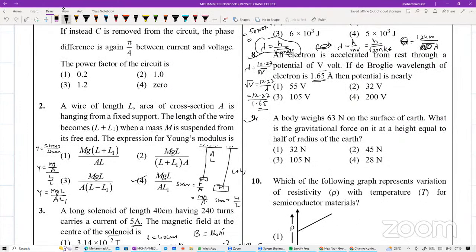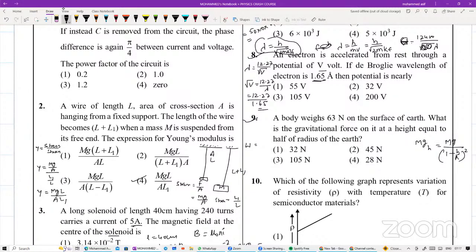Question number 9, gravitation. You can try this one too. A body weighs 63 Newton on the surface of the earth. What is the gravitational force on it at a height equal to half of the radius of the earth? You know that when you are talking about the gravitational force at a certain height, what is the formula at a certain height? g at a certain height will be equal to g divided by 1 plus h divided by R whole square. Multiply this by mass, and that will give me the weight on both sides.